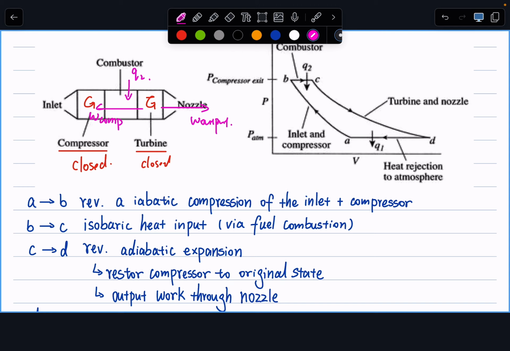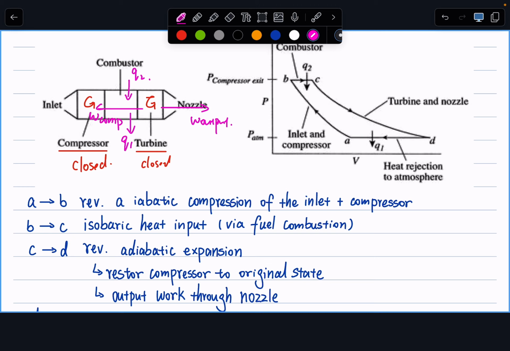And then from D to A, the last step is the cooling of the entire system because it's a cyclic process. We want to restore everything back to its initial state. So that's cooling, and we have a Q1 associated with that process.